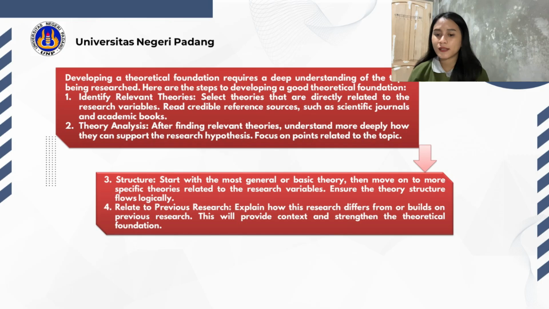3. Structure. Start with the most general or basic theory, then move on to more specific theories related to the research variable. Ensure the theory structure flows logically. 4. Relate to previous research. Explain how this research differs from or builds on previous research. This will provide context and strengthen the theoretical foundation.